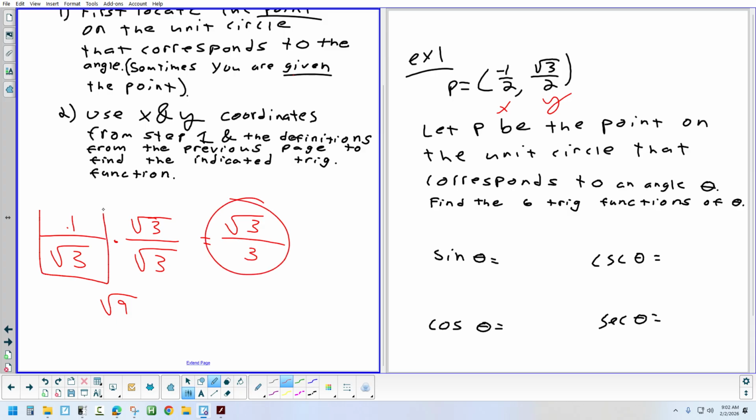So this, that I just put a box around, is exactly the same thing as that. The only difference is this has a square root in the bottom, the circled one does not. Okay, so that's one thing that can happen with square roots.